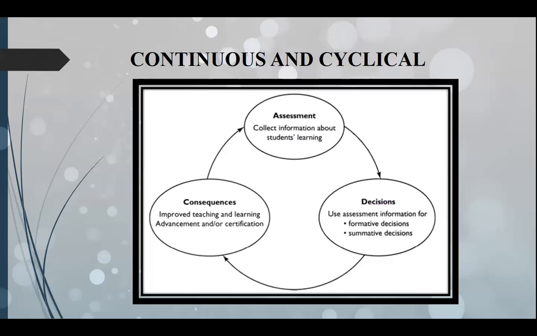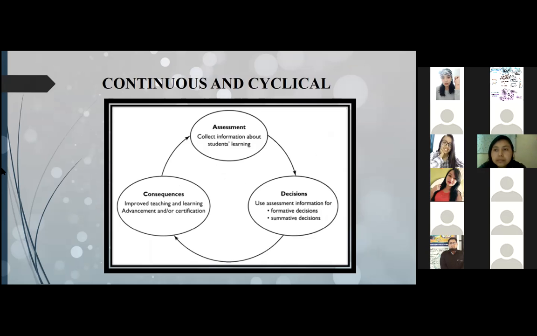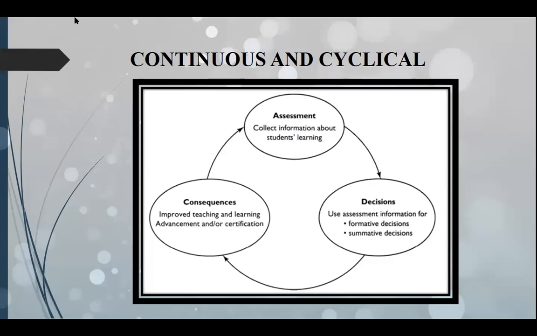Assessment is continuous and cyclical. Assessment is continuous because it's an ongoing process in support of teaching and learning. Also, assessment is cyclical because it recurs over and over during the process of teaching. For example, in this picture, we can see the assessment collects information about the student's learning. Decisions use assessment information for formative decisions and summative decisions. And the consequences: improve teaching and learning, advancement and/or certification. And this is a cycle.